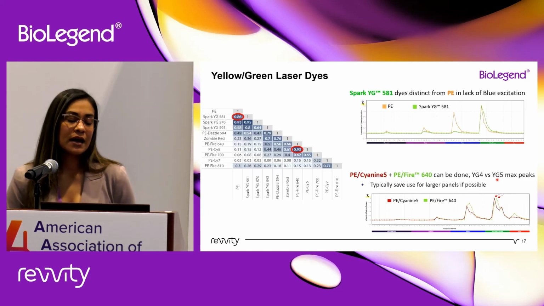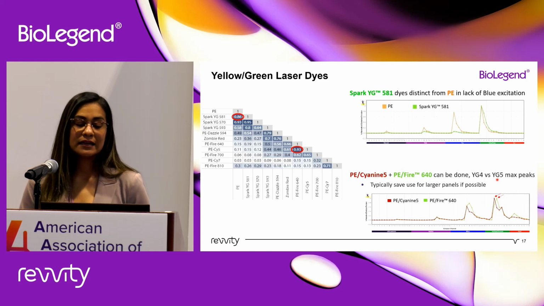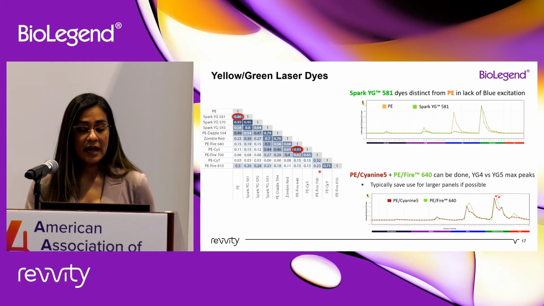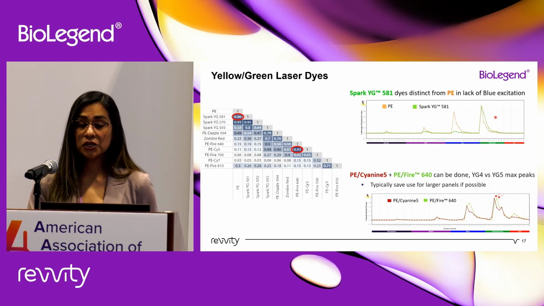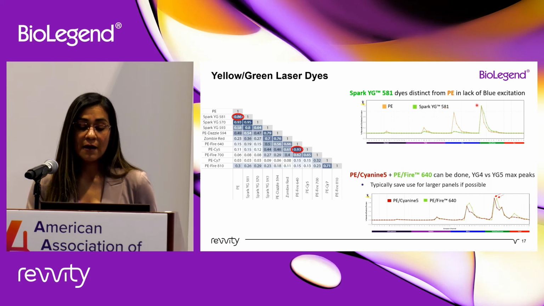And now in looking at the yellow-green laser dyes, here at BioLegend, we have experience using PE together with the Spark Blues in our multicolor panels. So we know that they can be resolved very well. And as I mentioned in the introduction, spectral cytometry allows to identify a small difference between these two dyes. And for that reason, we can include them in our panel.